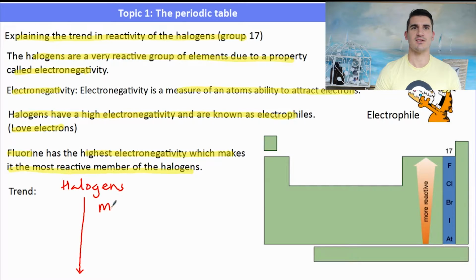So just to go over the trend for the halogens, the melting point increases as we go down. The boiling point increases as we go down. But the reactivity decreases as we go down. Fluorine is the most reactive, astatine the least.